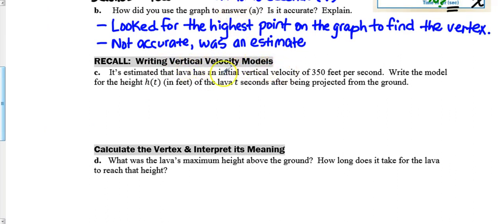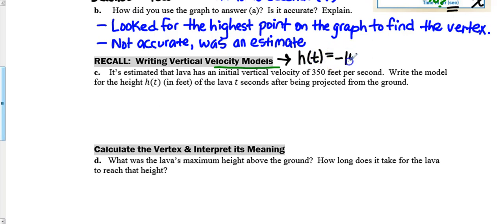Ooh, this should ring a bell. It's estimated that lava has an initial vertical velocity of 350 feet per second. Write the model for the height, h of t in feet, of the lava t seconds after being projected from the ground. So bringing our knowledge back from the first half of Unit 6, what is the velocity real-world model? See if you can beat me in writing it down.